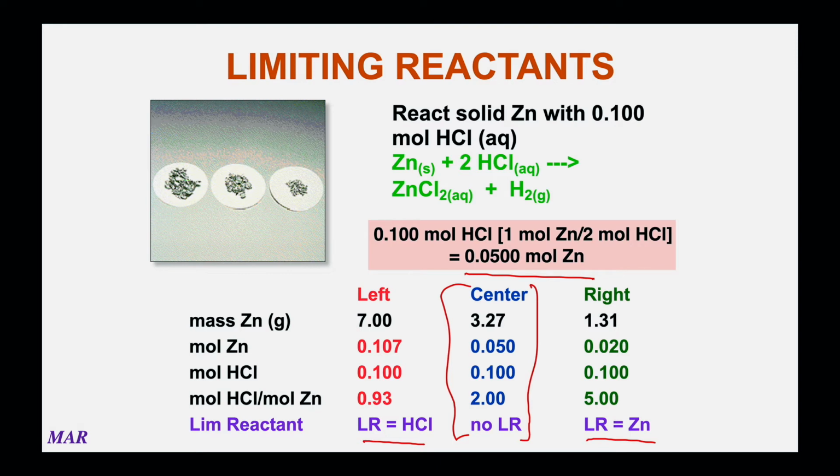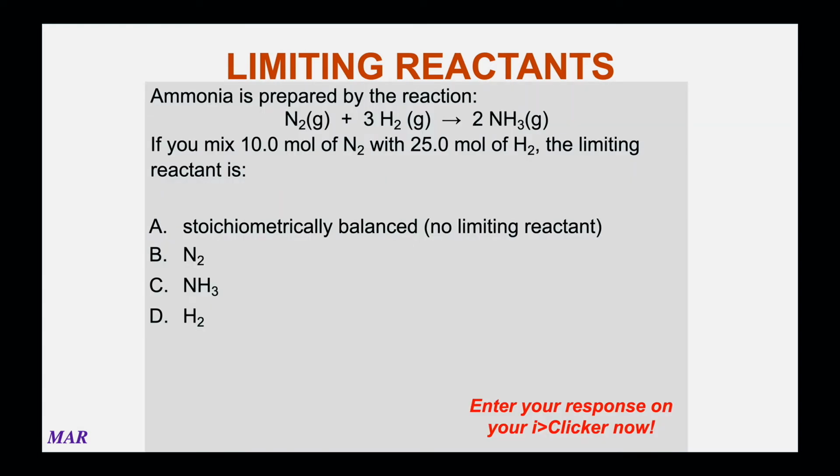So again, it's really important as a chemist to know which is limiting and which is the excess reactant, and you can go from there. Ammonia, prepared by the reaction N2 plus 3H2 going to 2NH3, similar to what we looked at earlier. So here we're mixing 10 moles of nitrogen with 25 moles of hydrogen, and the limiting reactant is, and there's basically these possibilities. Stoichiometrically balanced just means that you have exactly the right amount of nitrogen for the right amount of hydrogen, and that does happen sometimes.